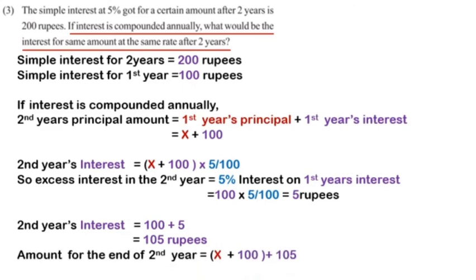So the amount at the end of the second year is x plus 100 plus 105. Clear children? So the compound interest for 2 years is 205 rupees. Clear ആണോ? അതായത് ഇത് another method ആണ്. ഏതാണോ ഈസി ആ മെത്തേഡ് പഠിക്കുക. It is important.